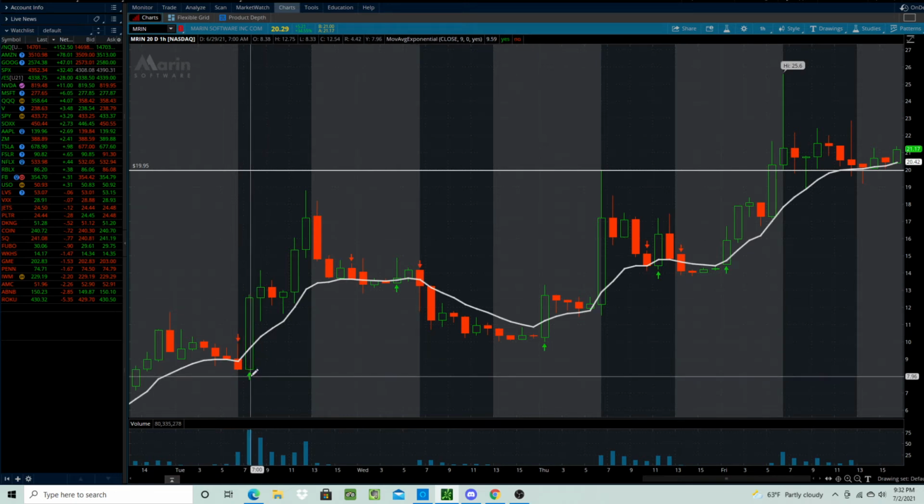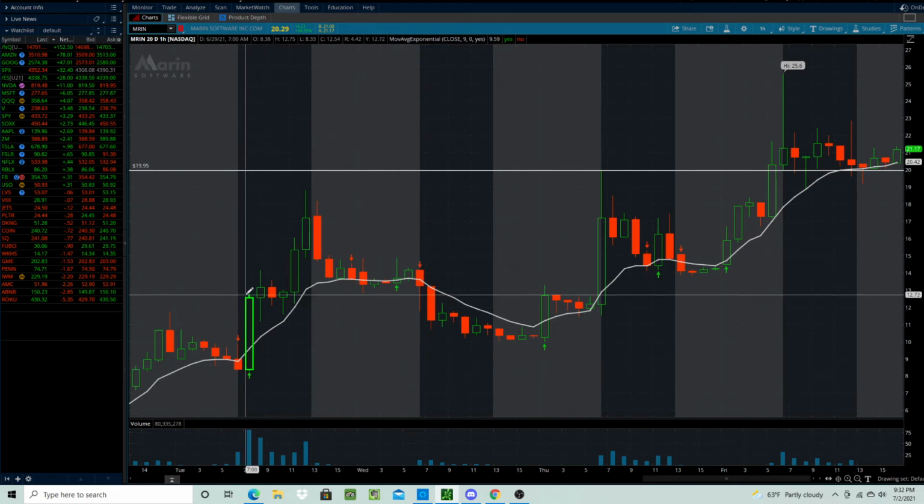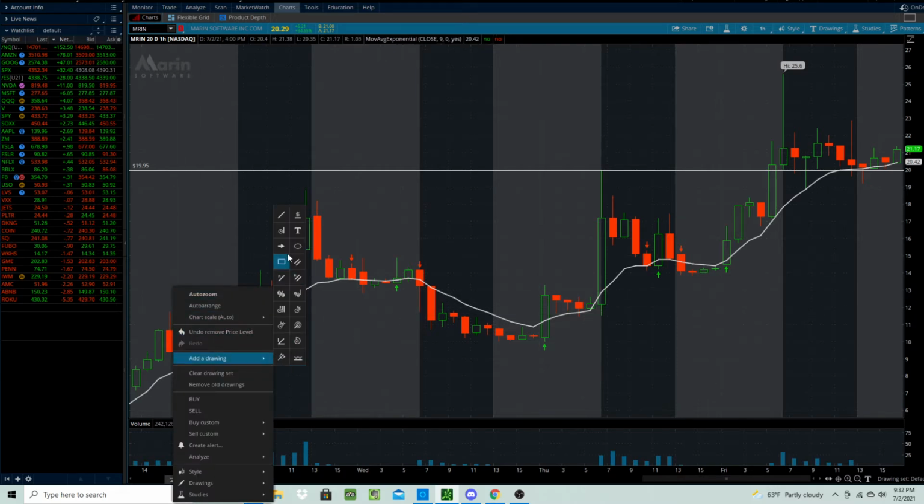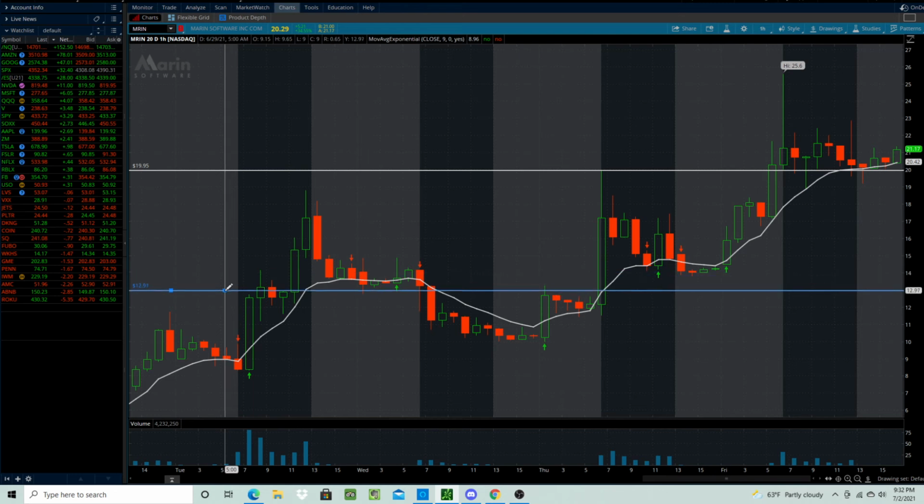So for example, we have our indicator here. We closed over the 9 EMA. At this point in time, this is an hourly chart, so this isn't going to be an hour's worth of trading and price action here. What I am going to do is set a trend line here. I'm going to set a trend line at the top wick.